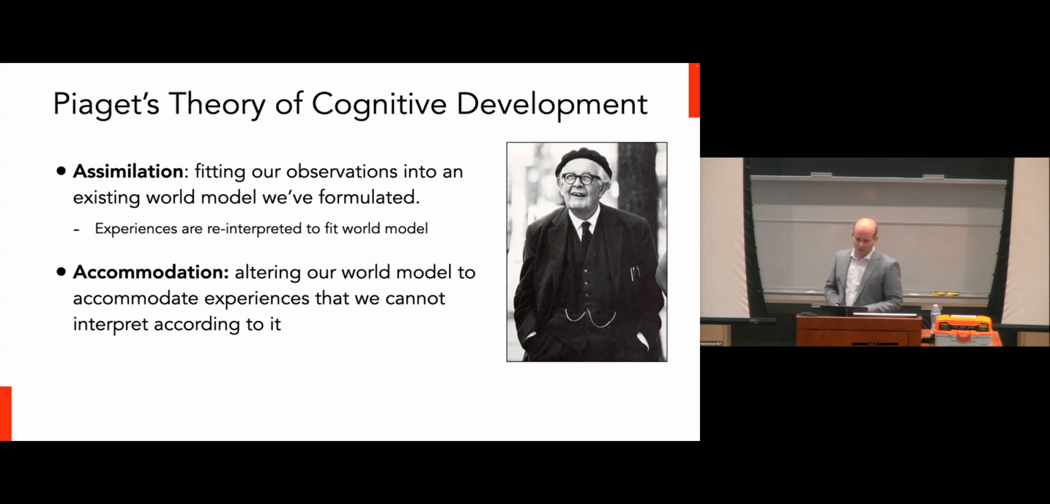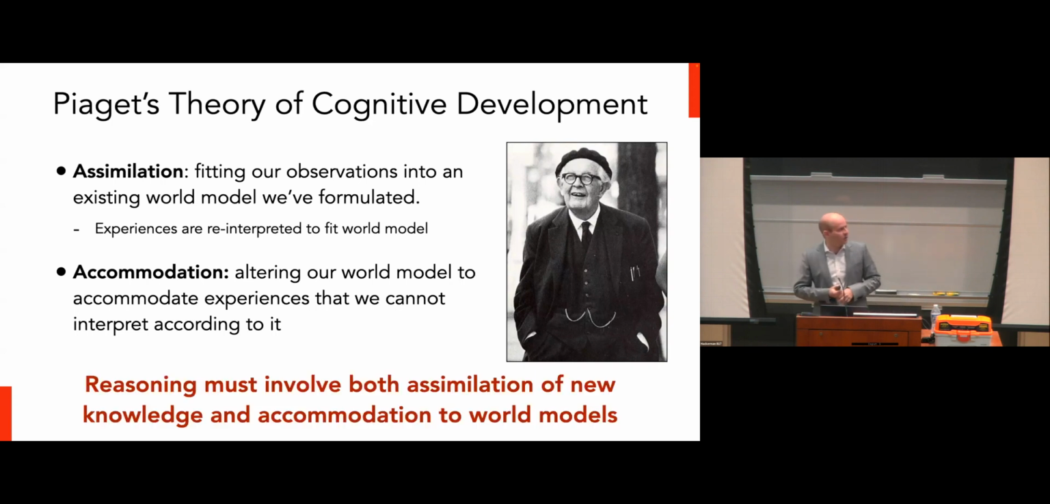And ultimately, if we're to use reasoning effectively, what's important is that this has to involve both assimilation of new knowledge and the accommodation of world models to the observations that we see. Or else we're not actually truly doing reasoning, we're not truly doing learning, we're essentially just doing assimilation, where we try to adapt what we see to what we already know.